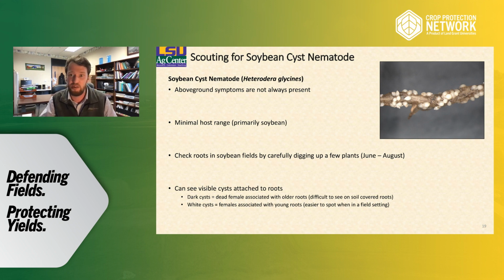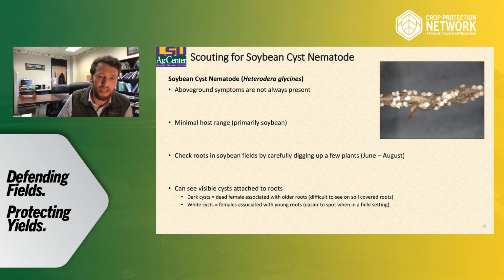So how do we scout for this pest? We'll pull up roots from the soil very carefully, of course. Use a shovel. Don't just go yanking the roots out of the ground because you're likely to lose a lot of the root tissue and perhaps a lot of the cysts or galls if it's the root knot nematode. You'll leave roots behind. Pull up the plants, check the roots on these soybean fields, ideally mid-season, June to August, kind of in the middle of the summer, and check them.